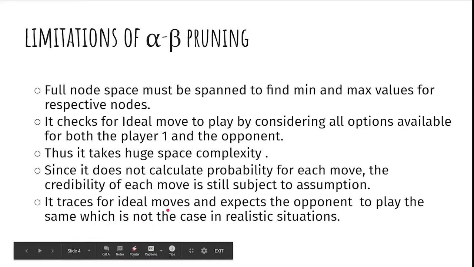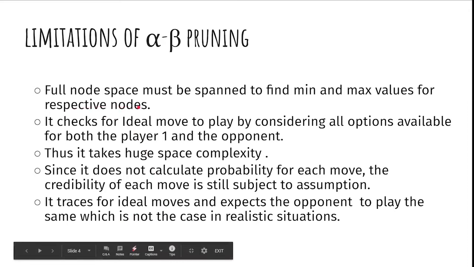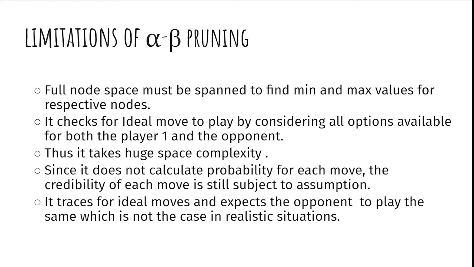There are limitations to alpha beta pruning. The full node space must be explored to find minimum and maximum values and backtrack so that the values are updated. It searches for the ideal move to play by considering all the options available for player 1. So this is good in cases where we have the full set of data available.